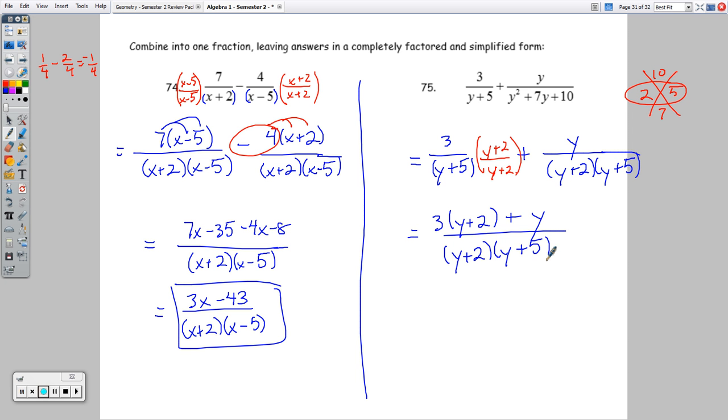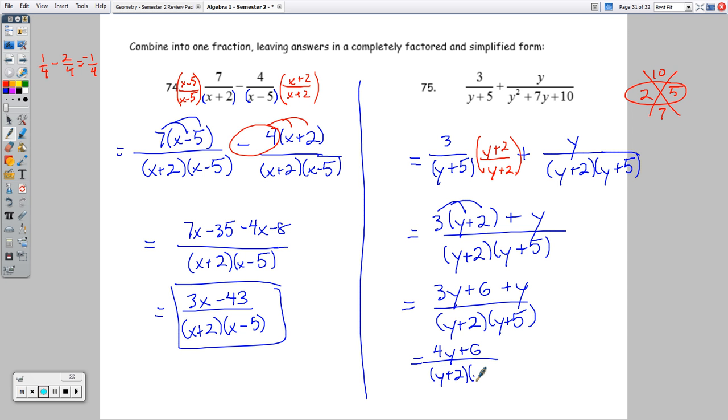And if you wanted to write it as y plus 5 times y plus 2, that would be just as good. You can distribute that through. You'd have 3y plus 6 plus y, and then y plus 2, y plus 5. Combine like terms, and you're left with 4y plus 6 over y plus 2, y plus 5.